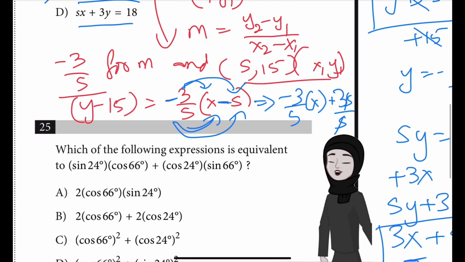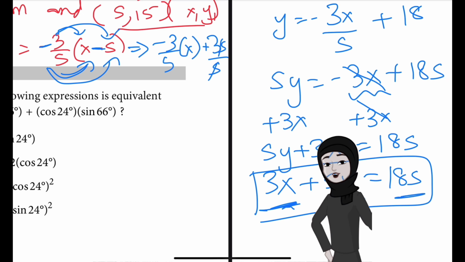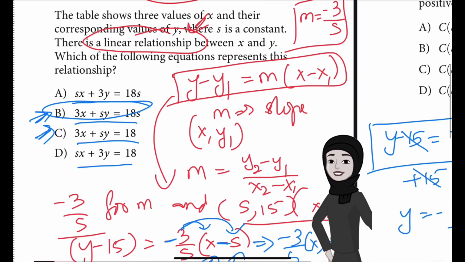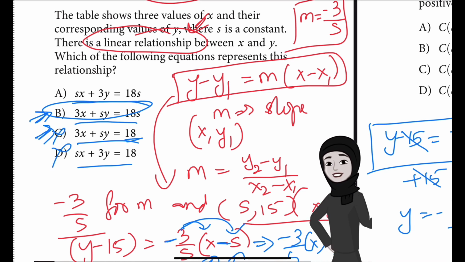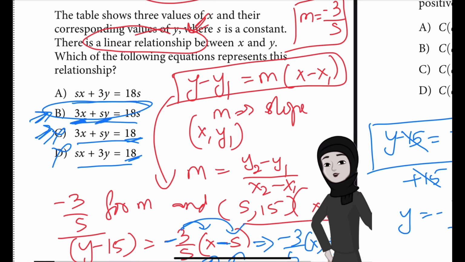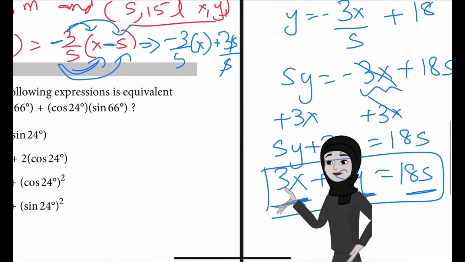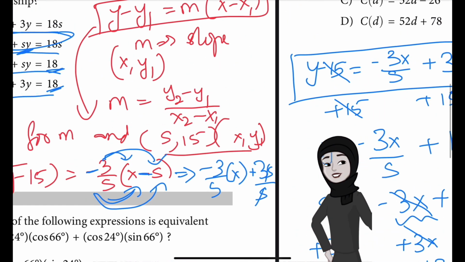So you can clearly see that answer choice B has 3x plus sy is equal to 18s because after we simplify, we saw that the x coefficient is 3 and the y coefficient is s and the right hand side is 18s. So make sure that you are clearly marking it. You can see that C and D have only 18 on the right hand side, not 18s. So that cannot be correct. Between A and B, be very careful because the coefficient of x is 3 and the coefficient of y is s, not the other way around. If you make a mistake there, then you will mark the wrong answer. So make sure that you mark answer choice B.